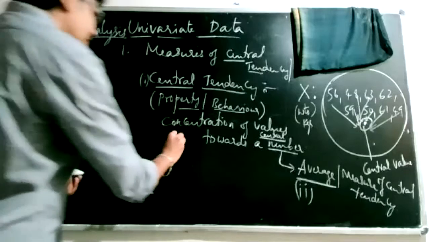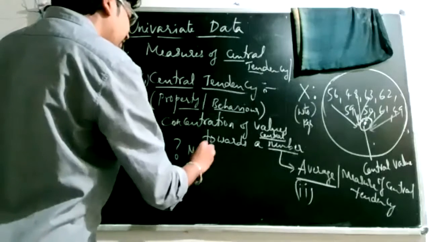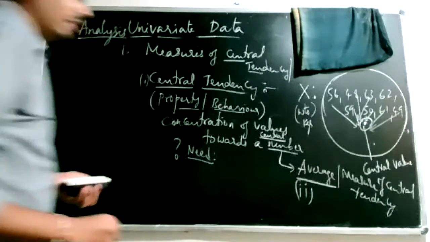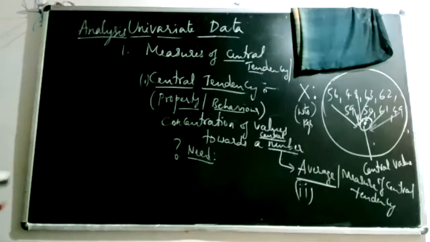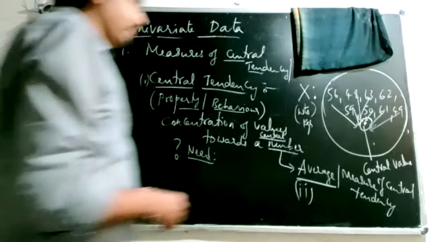Now the question is, why do we need the measures of central tendency? Are the positions or just the spread not sufficient? Why do we need them?